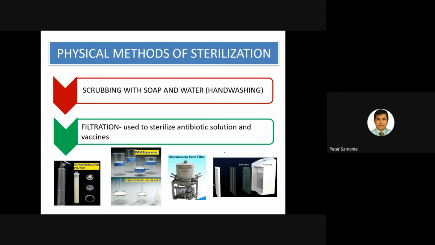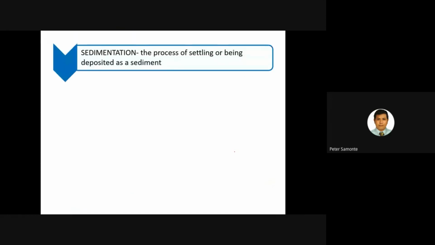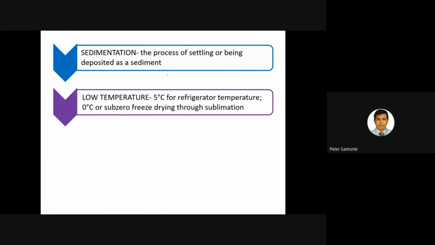The HEPA filter, class, would be found in your BSC, biosafety cabinet. Then another physical method is sedimentation, the process of settling or being deposited as a sediment. Low temperature: 5 degrees centigrade for refrigeration, 0 degrees or sub-zero, and freeze drying through sublimation.